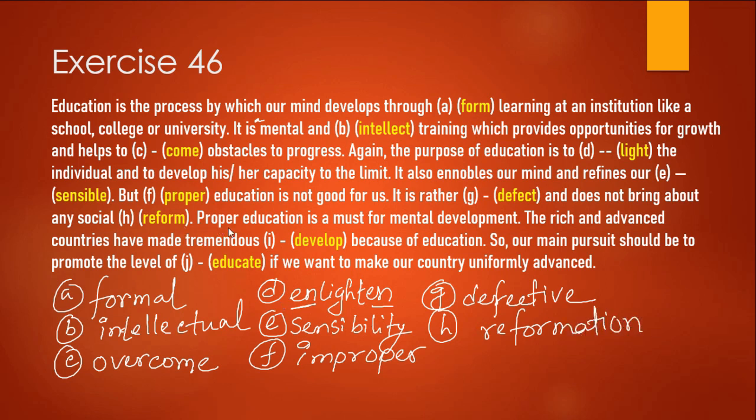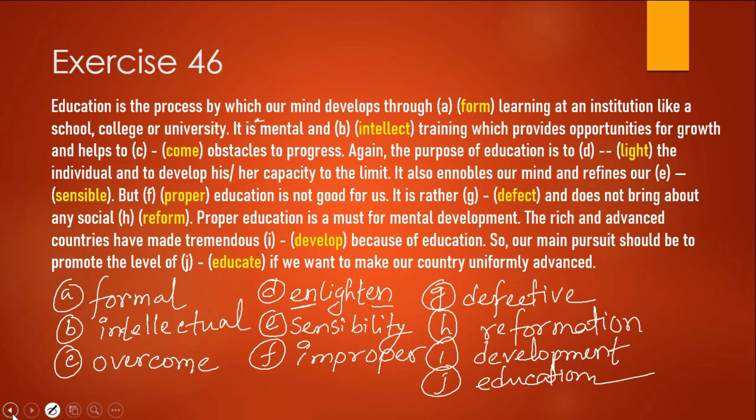Social reformation. Proper education is a must for mental development. The rich and advanced countries have made tremendous development because of education. I number, development. So our main pursuit should be to promote the level of education. J number, education. So dear students, we have completed up to exercise number 46.